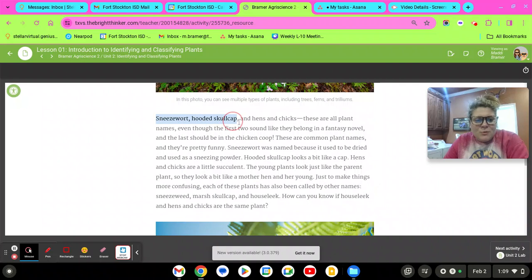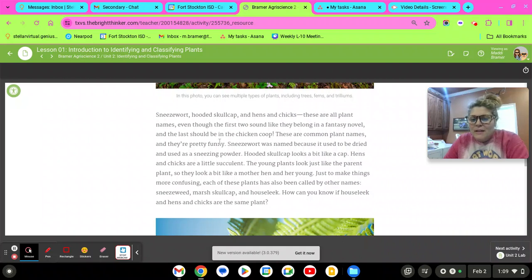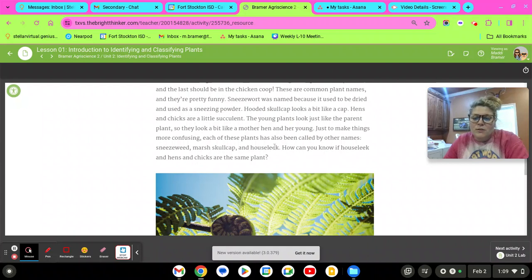But like sneezewort, hooded skullcap, hens and chicks, they're all plant names. They sound kind of crazy, but those are plant names. So a lot of plant names are kind of funny. These are common plant names. So there's common names and scientific names. The scientific names are going to look like the fancier names. Common are kind of the more funny ones, but they're what more people refer to.